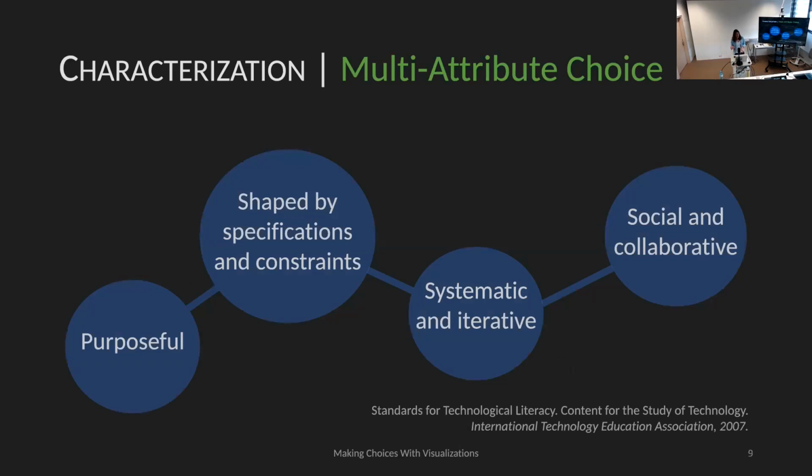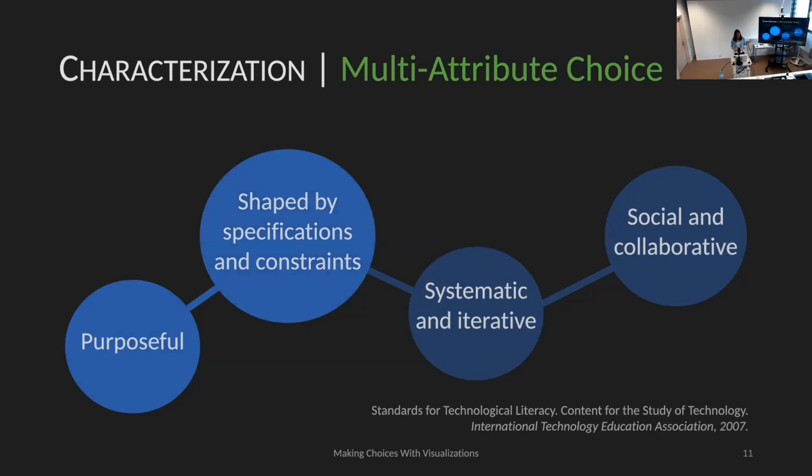Now, at the time, I was diving into the more application-specific topic of engineering design. I came across these four properties, which I found later to largely hold true also for multi-attribute choice in general. So first, choice is purposeful, which means that it begins with an explicit goal. So some functions or properties that the subject decided upon should perform or have.